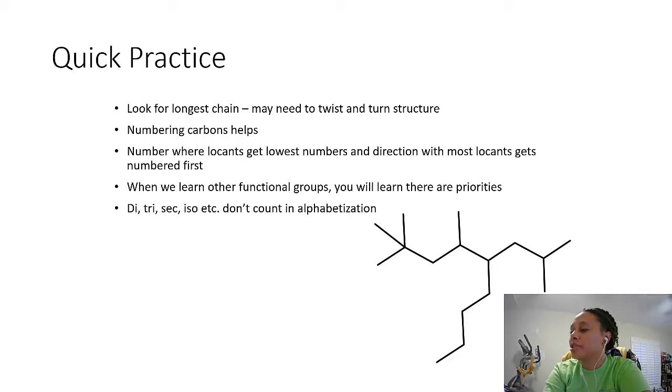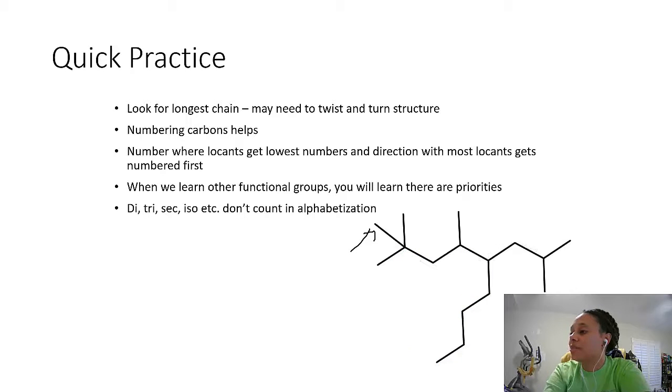So first we find the longest chain, and if we were to start here and follow along in this direction, we have 1, 2, 3, 4, 5, 6, 7, 8 carbons. Now, if we were to go in a different direction, and any one of these methods will work, we have 1, 2, 3, 4, 5, 6, 7, 8 in this direction. Here we have 1, 2, 3, 4, 5, 6, 7. So going from left to right is actually not going to give us the longest chain. And that is one thing to look out for.